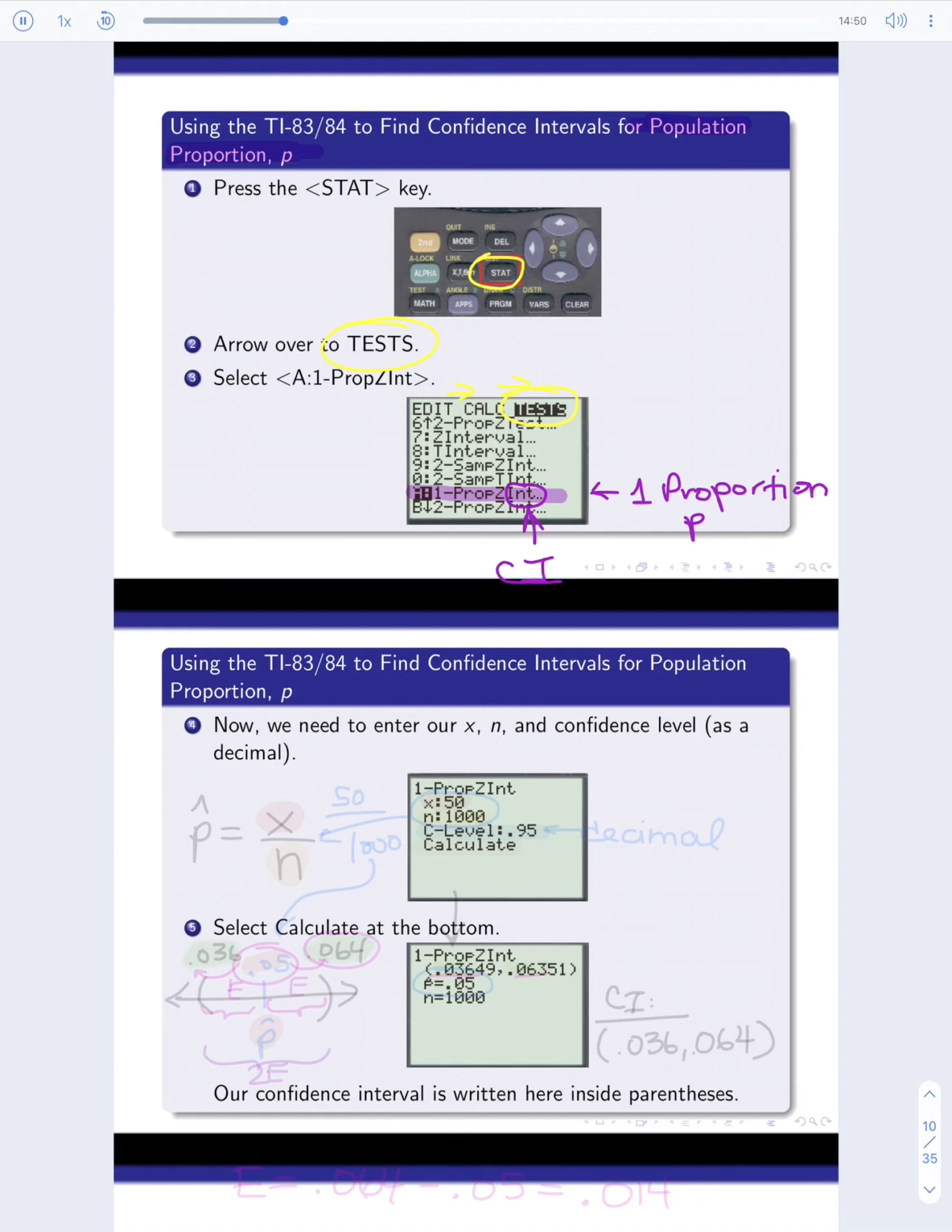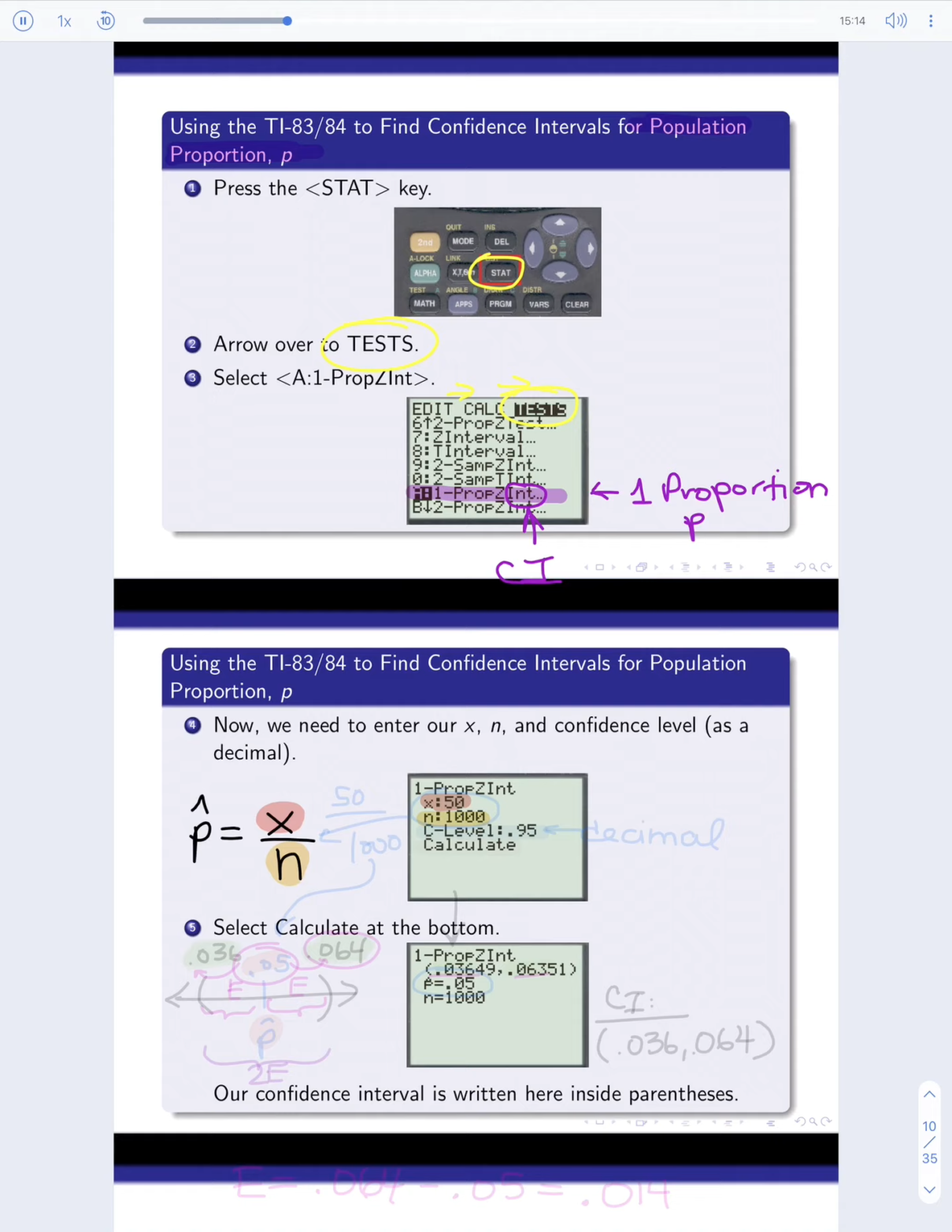is give it a couple of pieces of information, not even much. So generally speaking, we find our p hat first. Whatever's on top of the fraction is going to be your x value. Whatever's on the bottom is your n. So when you find your p hat, whatever's on the top will be your x. That's what you're going to input first. Then whatever's on your bottom of your fraction is your n.